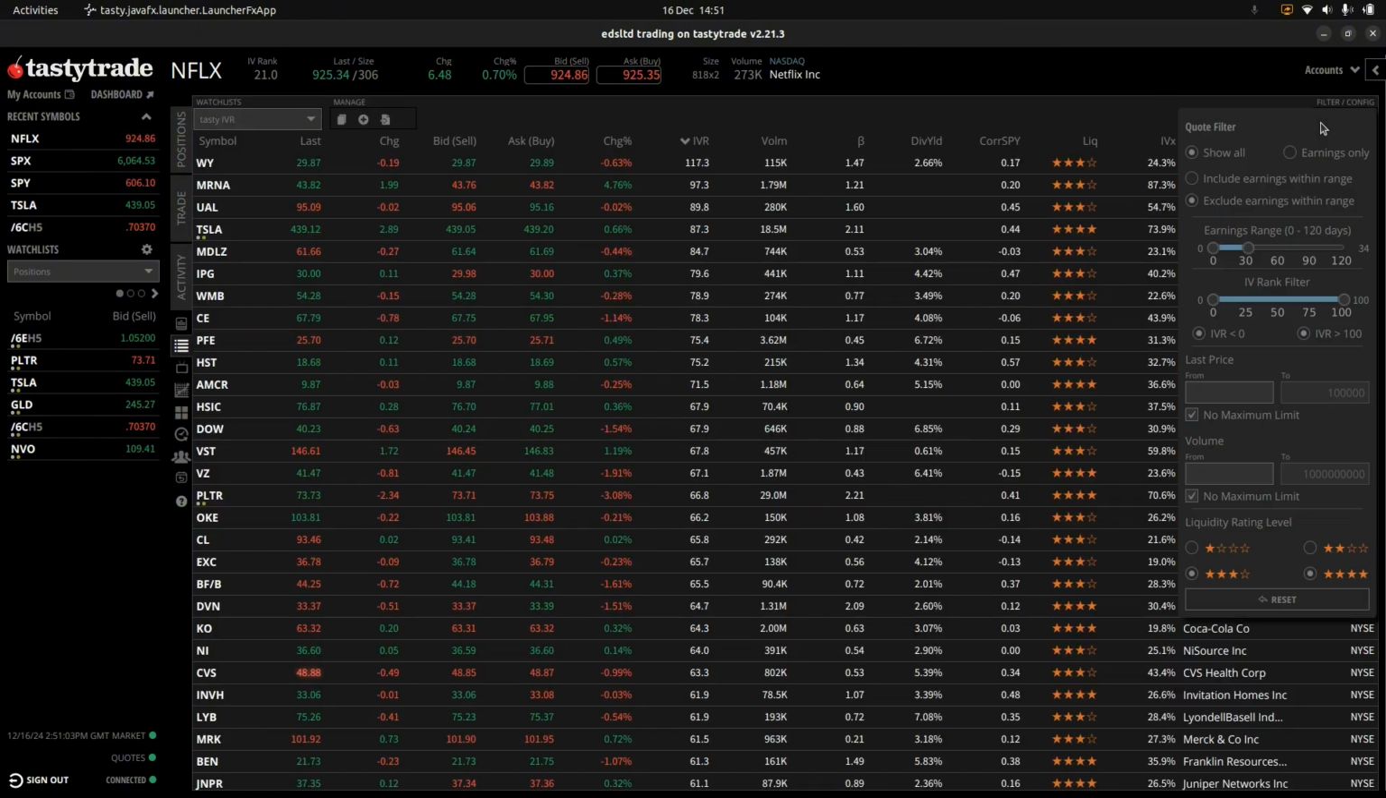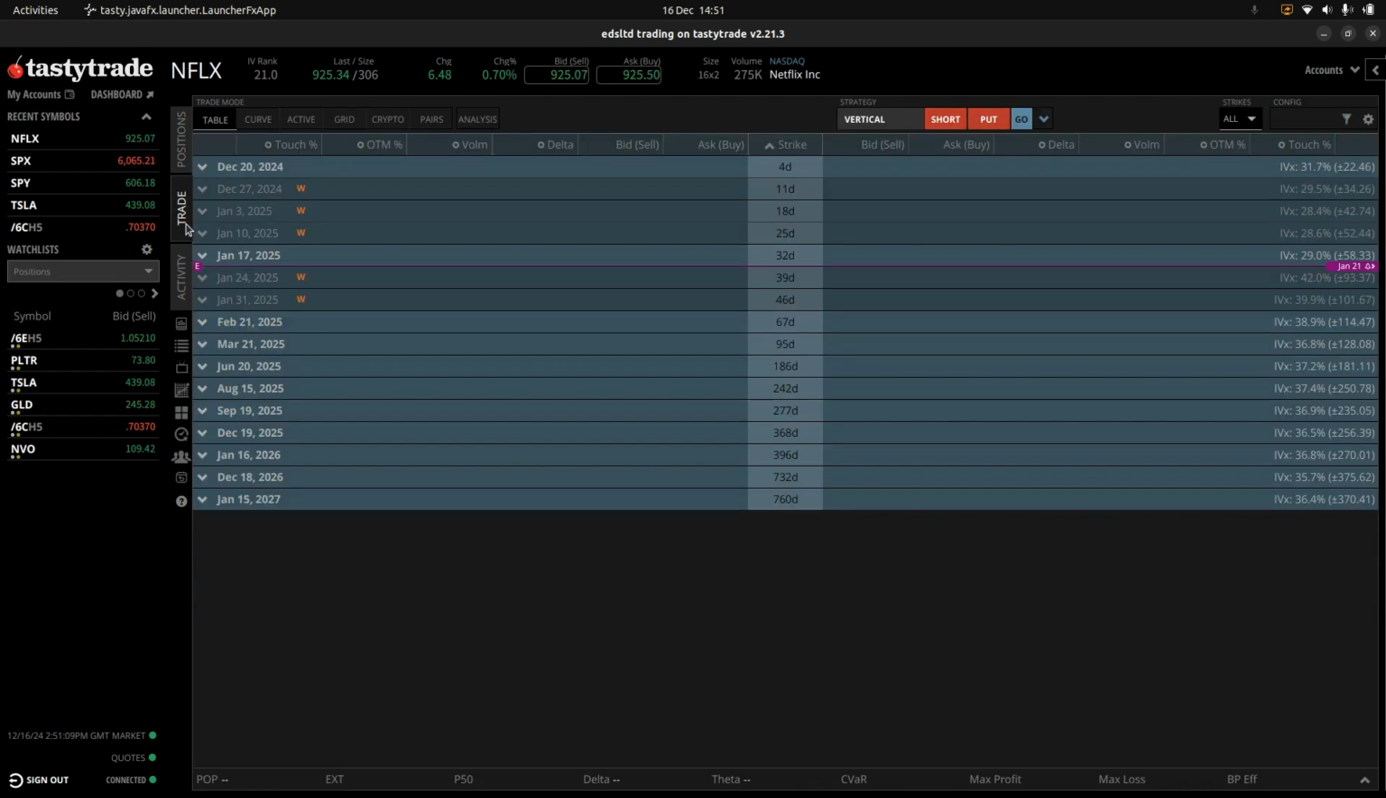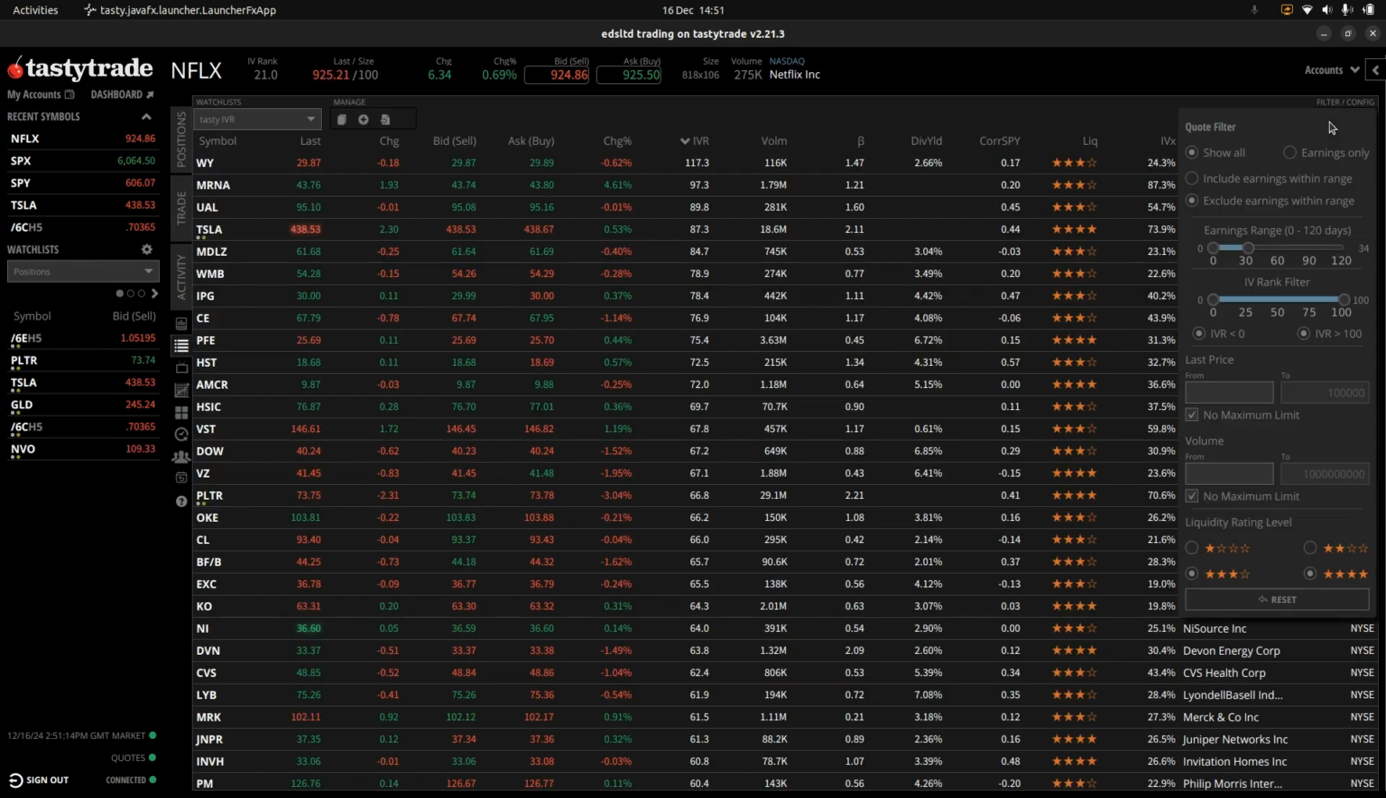Those terms are interchangeable. The first thing that we're going to do to minimize risk is simply filter out any and all underlyings that have earnings within the next 32 days. The reason for this is because earnings will increase volatility, it will mess up our deltas, and this will have a negative effect on our P&L.